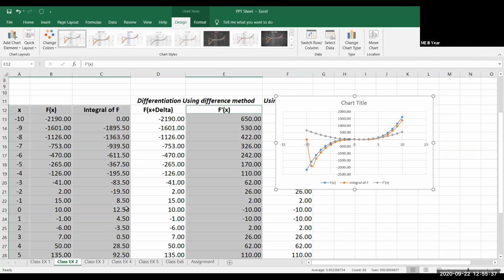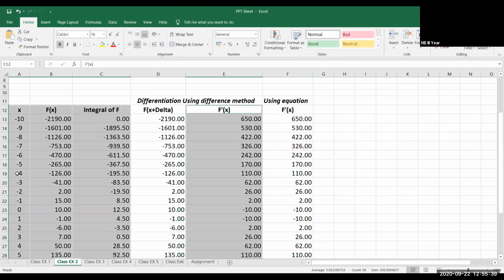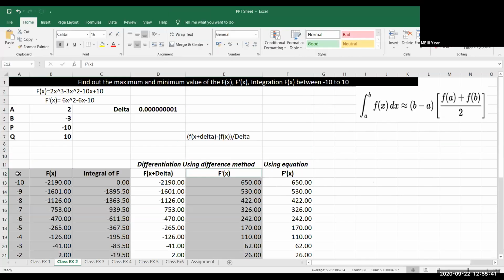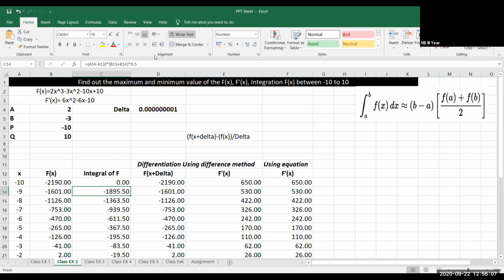Simple thing, again I am repeating here. Just you have selected one column. In that column, you have inserted the lower limit to upper limit by changing in equal interval. So we have taken the equal interval of 1. Similarly, you have found out the function value for all changes in the x values. After that, you have found out the integral value of the given function using trapezoidal method. So you have applied a trapezoidal formula.